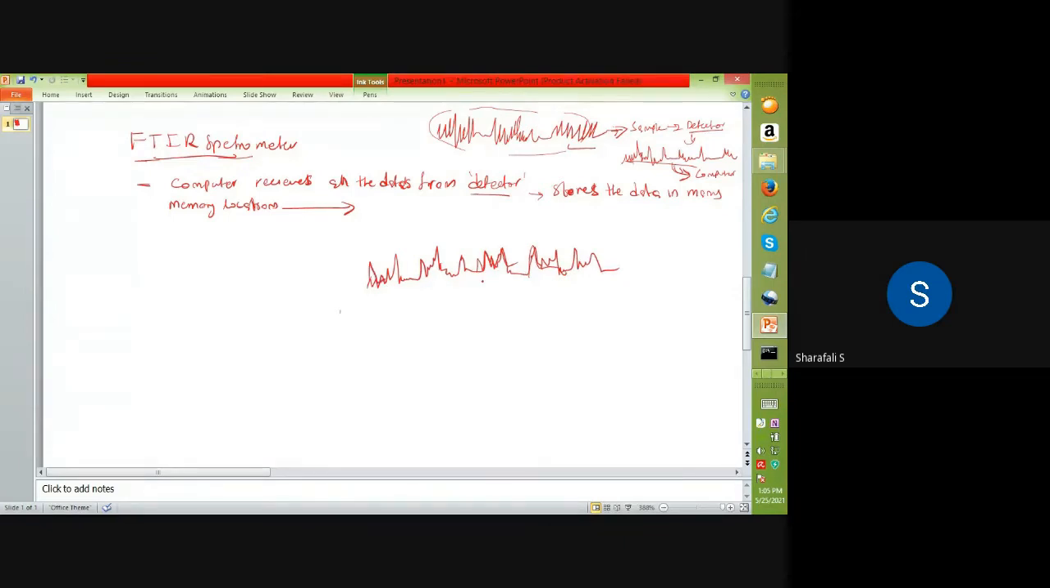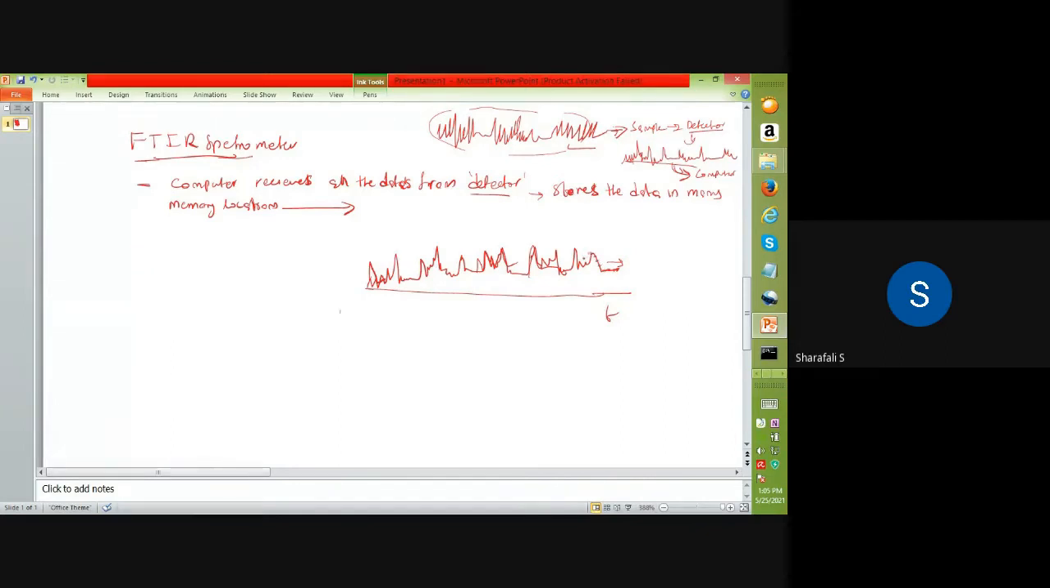So let's say this is your frequency. It will be a very complicated signal, because we cannot understand it, as it is an interference of n number of frequencies. So this will be a very complicated signal, and this signal will be given to the detector. And what is that detector? This is varying with respect to time. The signal is varying.